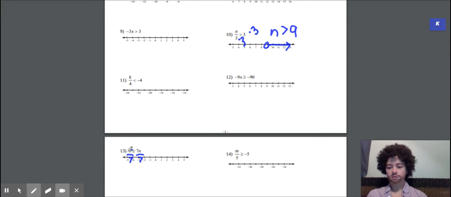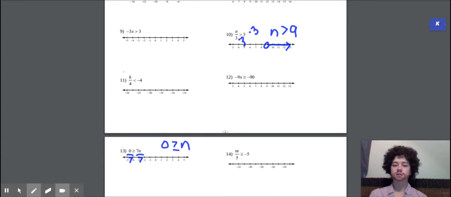So we've got 0 divided by 7. Well, that's just going to be 0. So 0 is greater than or equal to n. We divided by 7 on both sides. It's beautiful. All right. Let's go up here, and we can come back to number 9 now.